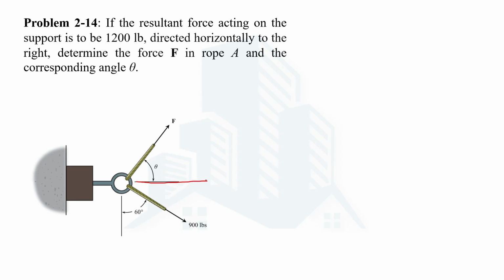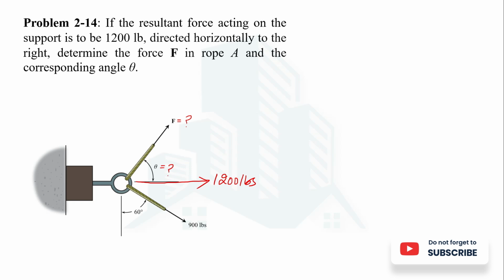As I told you, the resultant would be directed horizontally to the right and has a magnitude of 1200 pounds. So F force is required and also the theta angle is required. Now in this problem, I'm not going to use sine law or cosine law to determine the magnitude of the force F and its direction. But I'm actually going to use the concept of resolution and composition of the forces. Whenever I'm saying composition, it means determining the resultant of multiple forces. In this case, it's only two.